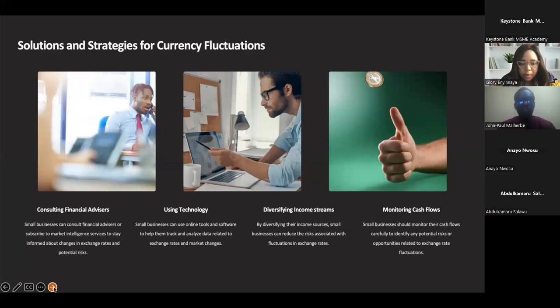Using technology, small businesses can use online tools and software to help them track and analyze data related to exchange rates and market changes. So, theoretically, yes, technology is one way to be able to manage these risks. But one thing I would say is that if you do not have the requisite skills, if you do not know what you are doing, it will basically be useless to you. Except for people who have those skills, my advice would be to revert back to consulting financial advisors.